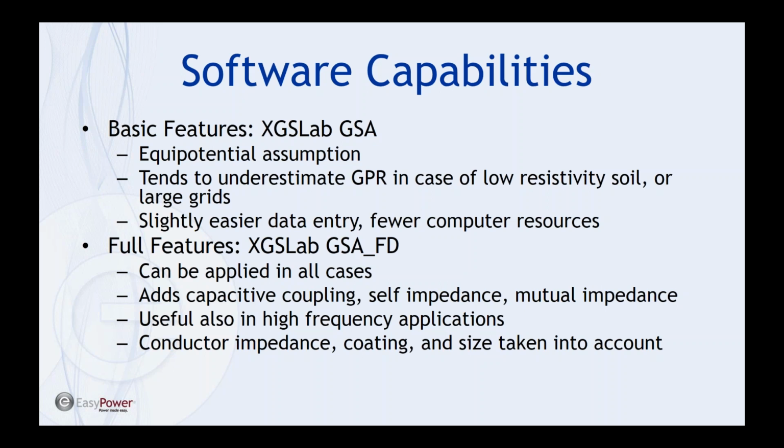Another key thing is that XGS Lab adds capacitive coupling and mutual impedance in addition to self-impedance, which has the effect of providing more accurate calculations. These products can also be used more accurately in high frequency applications, whereas the GSA or the module below is typically not as accurate at higher frequency.